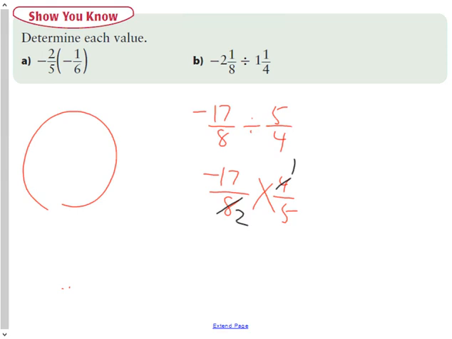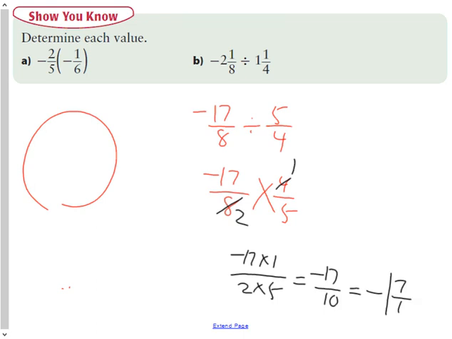I get 1/2. And once we get that, we're going to multiply our numerators. We're going to multiply our denominators. And we're going to get negative 17/10, which in mixed form is negative 1 7/10. All right, that's your answer, negative 1 7/10. Now, if you didn't cross reduce, let's just see what we have here.